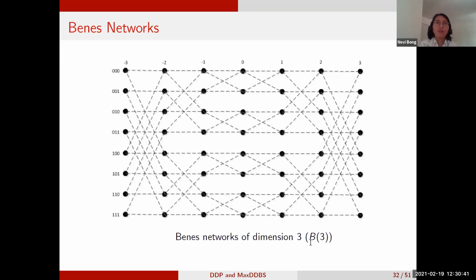The way we approach the maximum degree diameter bounded subgraph problem is that first we study the host graph, look at how the vertices are connected. Then we see, if we want a certain subgraph, what are the possibilities of connection that we can have. And there is no general result as in the degree diameter problem, because it really depends on the host, and different hosts behave differently.